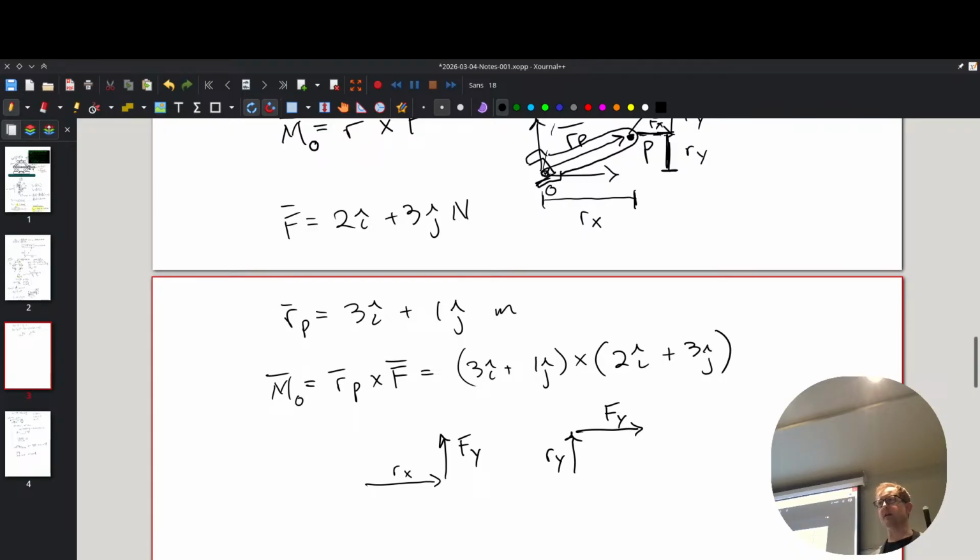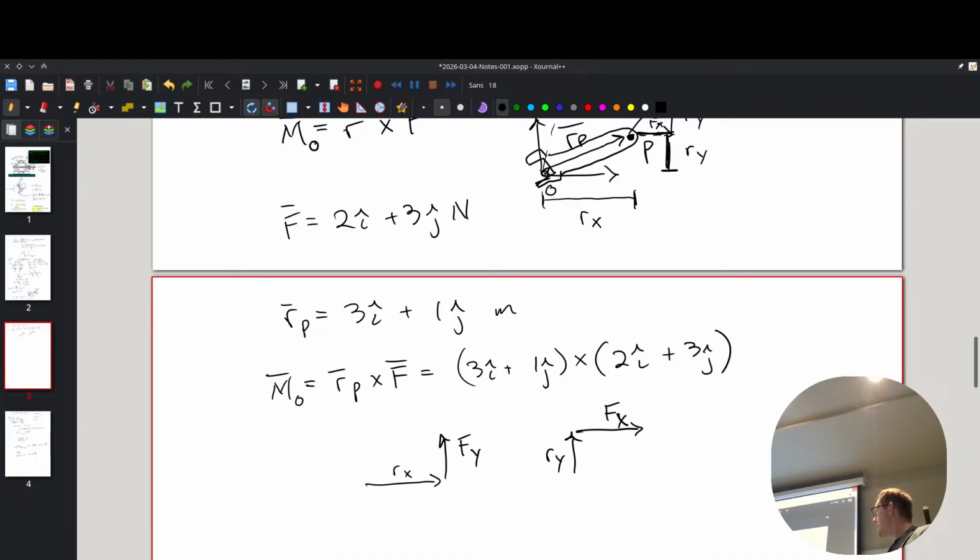What's the total torque here? I'm taking RP cross F, 3I times 2I, 3I times 2I. Sorry, that should be an Fx. I just didn't draw it. I just didn't finish drawing the x. That's a good question.